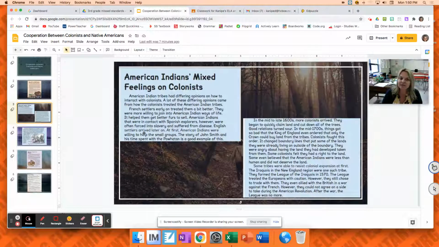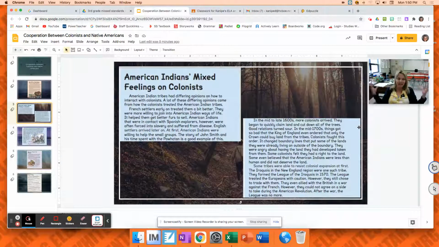English settlers arrived later on. At first, the American Indians were willing to help with the small groups of English settlers. The story of John Smith and his time spent with Powhatan is a good example of this. In the mid to late 1600s, more colonists arrived. They began to quickly claim land and cut down all the trees. Now, we've said this all along. This is what began the conflict between the colonists and the natives.